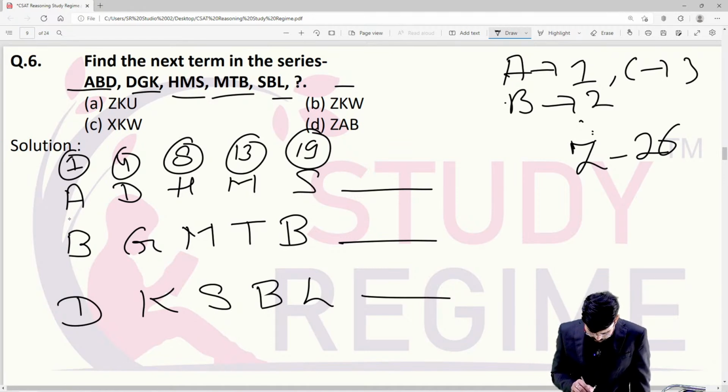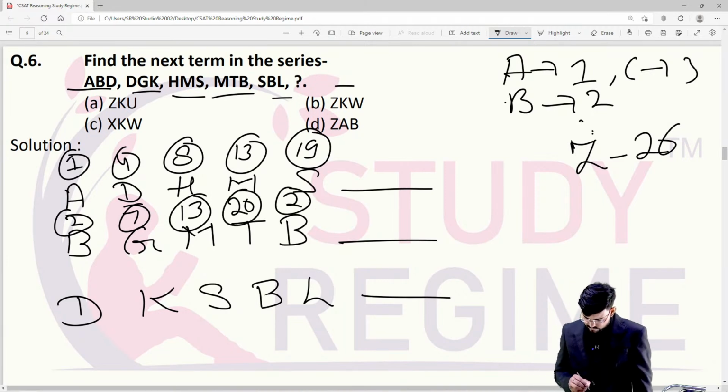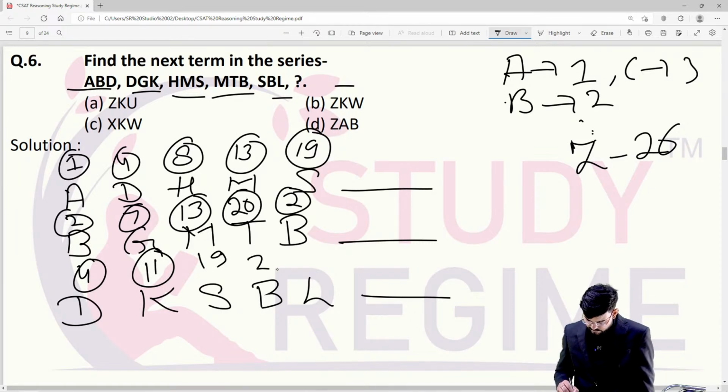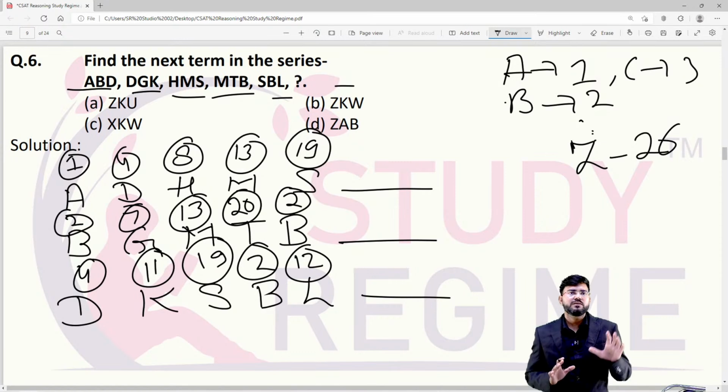Okay. For B, it's 2. For G, it's 7. Again, it's 13. T is 20. And B is 2. Now, D is 4. K is 11. S is 19. B is 2. Again, L is 12. See, I have done nothing, I have just broken the series and I have written the code of that alphabet. Okay.